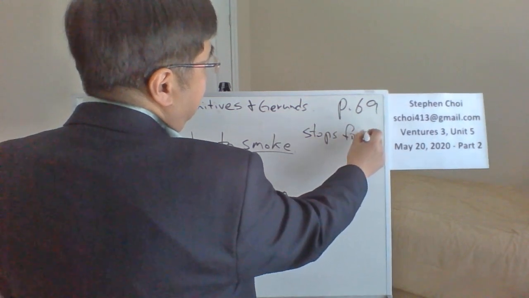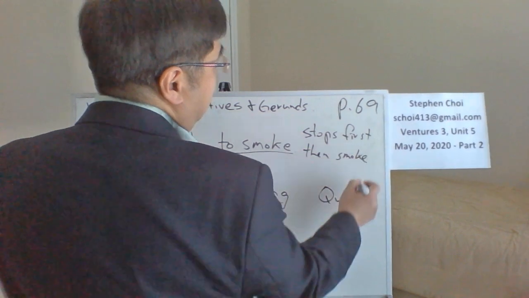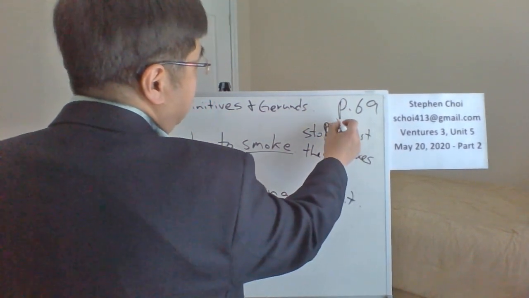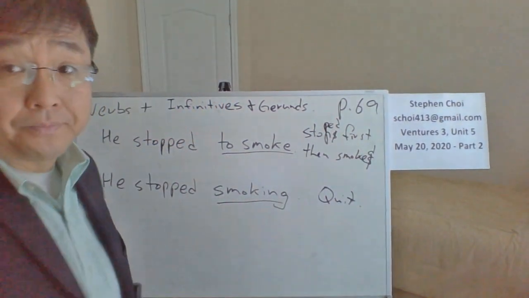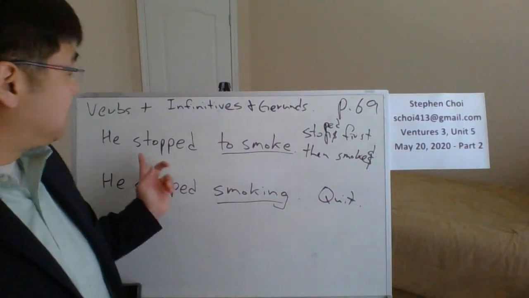Stops first, and smoke. Okay, smokes. We can make this past. He stopped first, and then he smoked. Okay, you see how that works? He stopped smoking. He stopped to smoke.